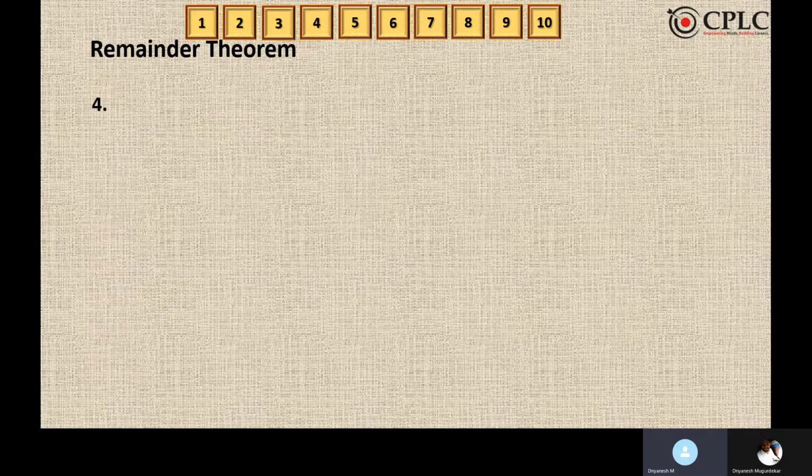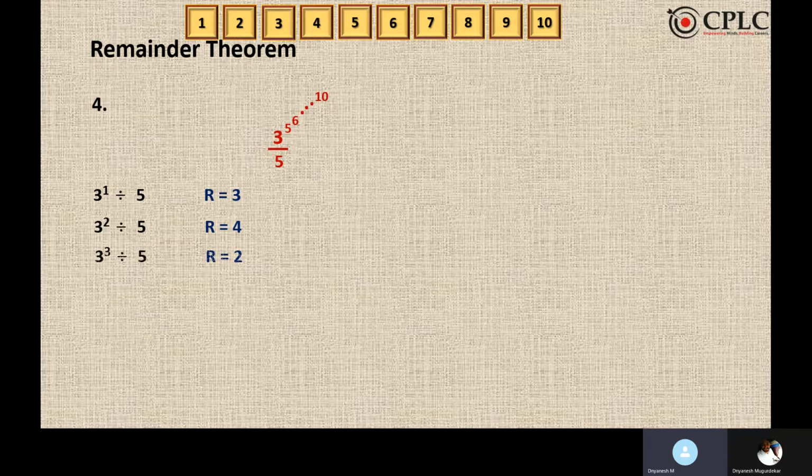Again, first of all, find out the pattern. 3 raised to 1 divided by 5, the remainder is 3. 3 squared, that is 9, divided by 5, the remainder is 4. 3 cubed, 27 divided by 5, the remainder is 2. And 3 raised to 4, 81 divided by 5, the remainder is 1. And 3 raised to 5, that is 243 divided by 5, the remainder is 3 again.